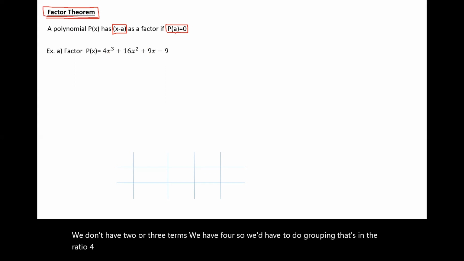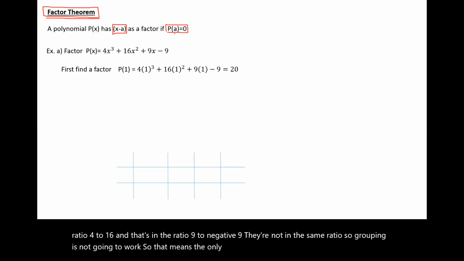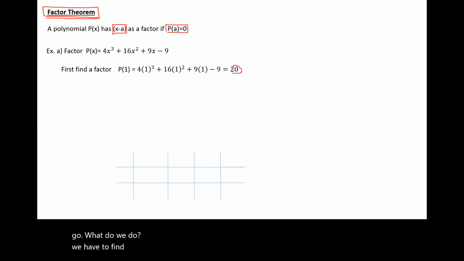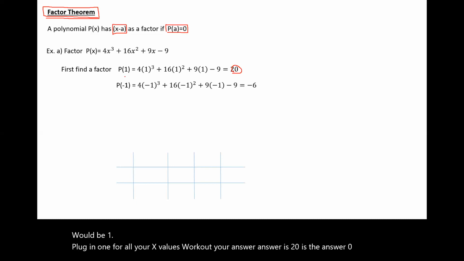We have to find an a value such that p of a equals 0. So the easiest number to start with would be 1. Plug in 1 for all your x values, work out your answer. Answer is 20. Is the answer 0? No. Keep going. So if we've tried 1, the next easiest number would be negative 1.